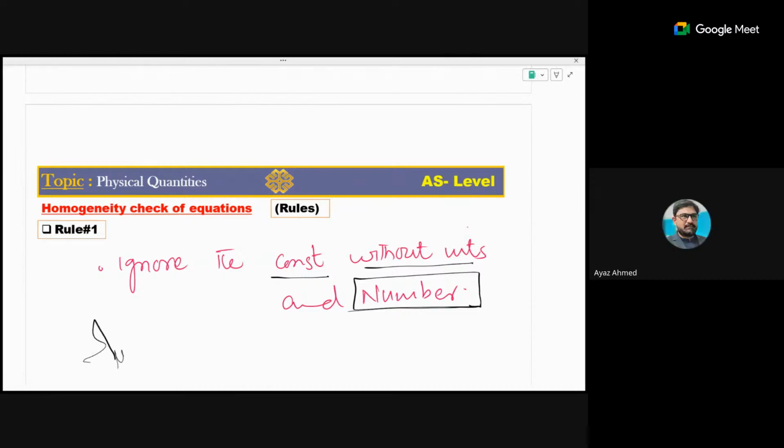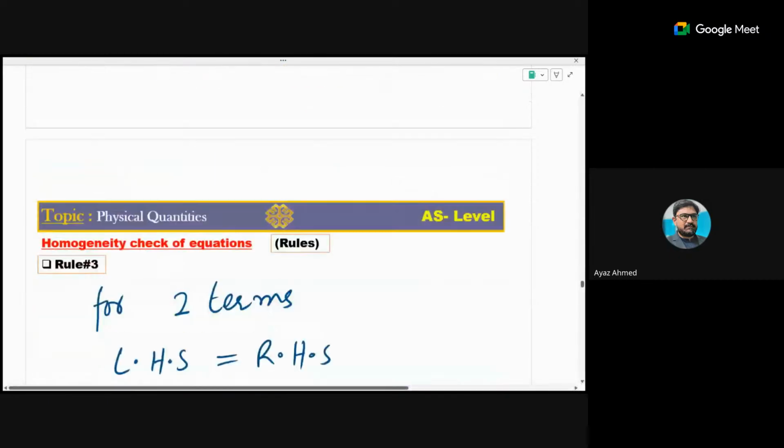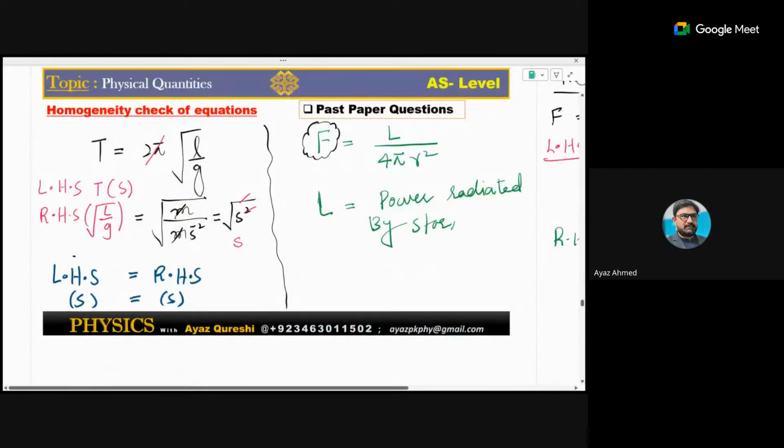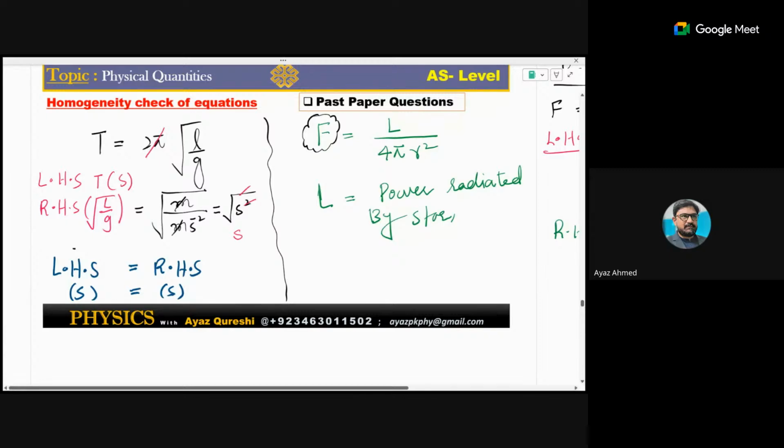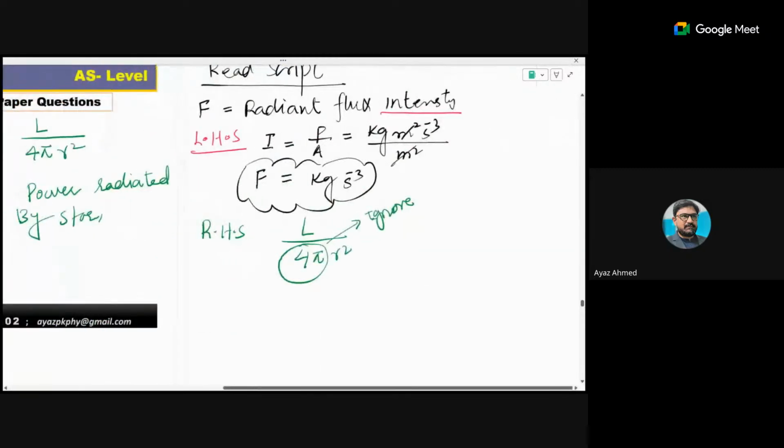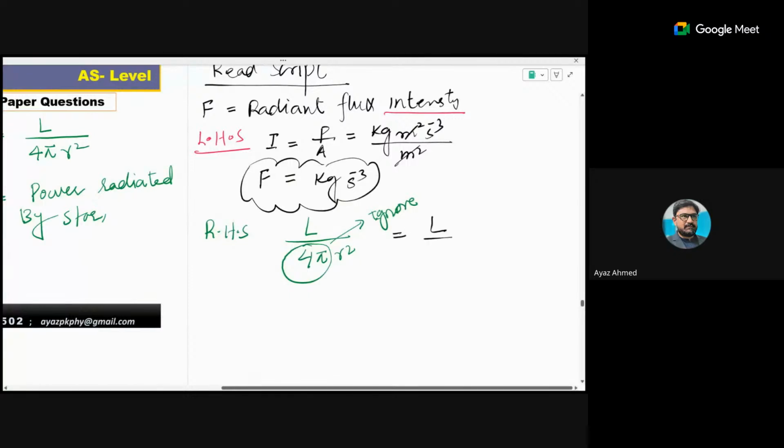So I have ignored it, and when I have ignored that, the remaining stuff is L by r square. So I will plug in all the SI base units. The SI base unit of length is meter, and the SI base unit of radius is meter square. Is it? Oh, sorry. L is not length.